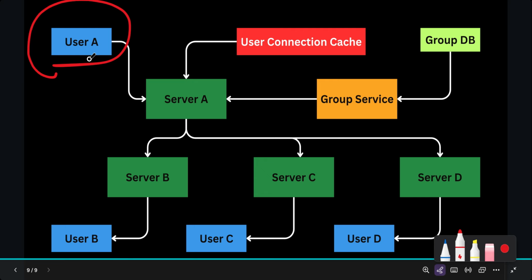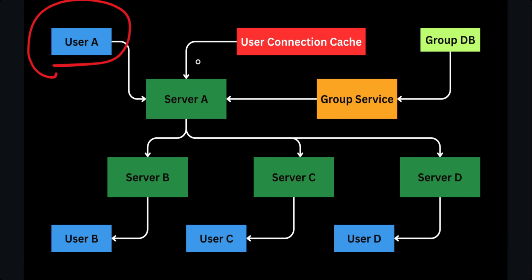So, okay, when user A sends a message in the group chat, the message travels through user A's WebSocket connection to the server managing that connection, which is server A in this example. Server A queries the group service to retrieve a list of all active members in the group. After that, server A checks the user connection cache to determine which group members are currently online and the specific servers they are connected to.